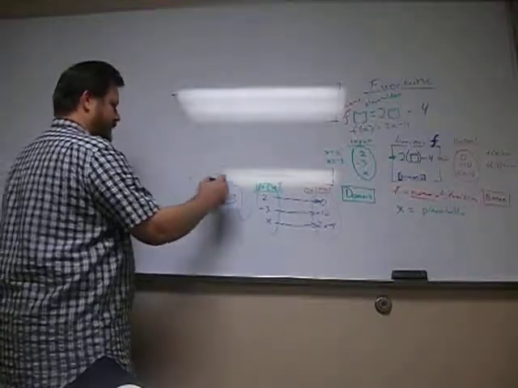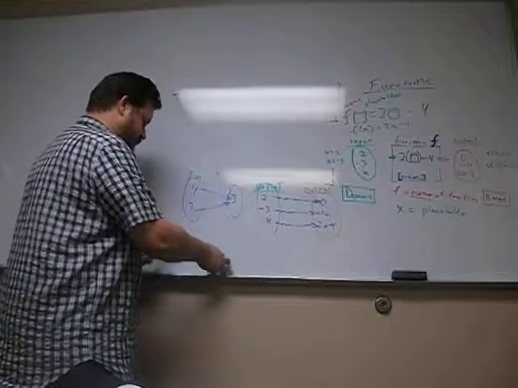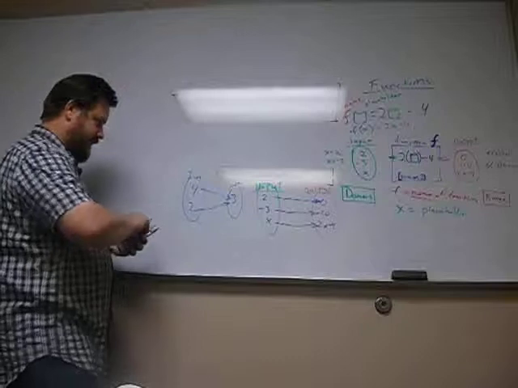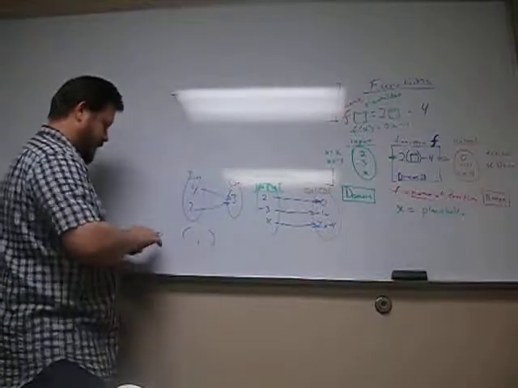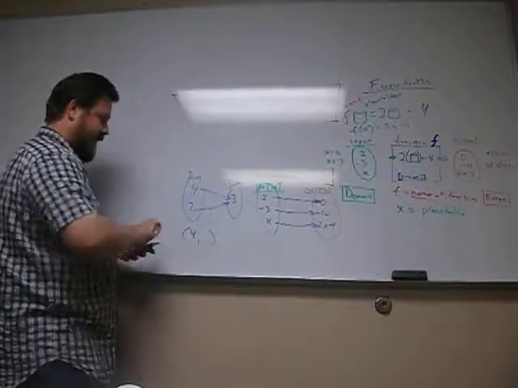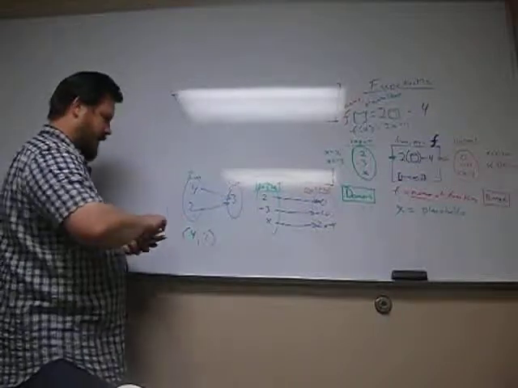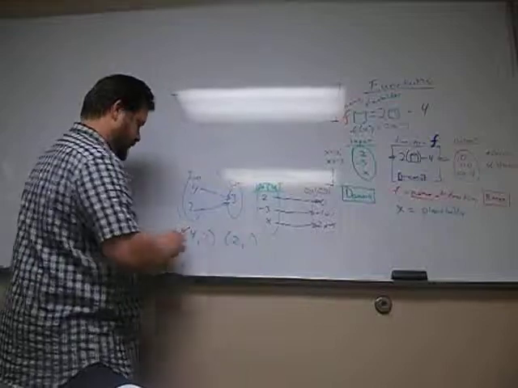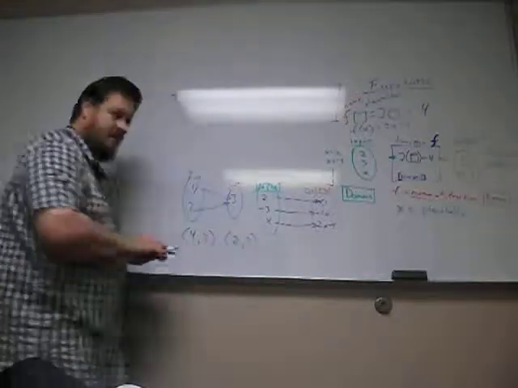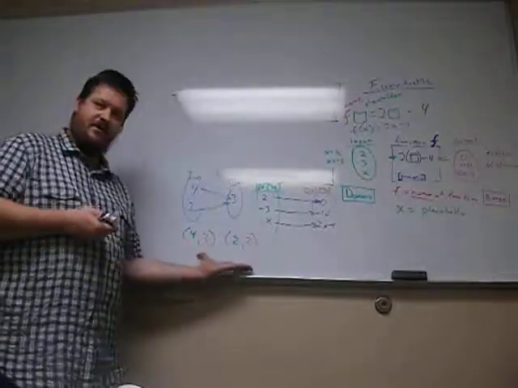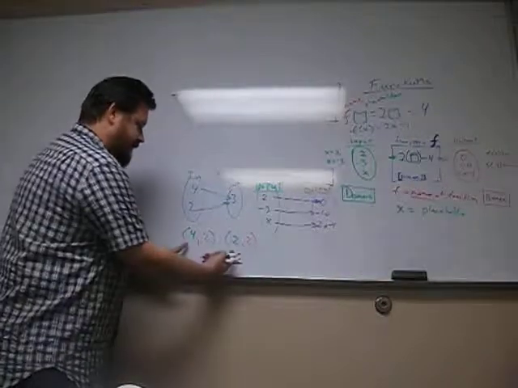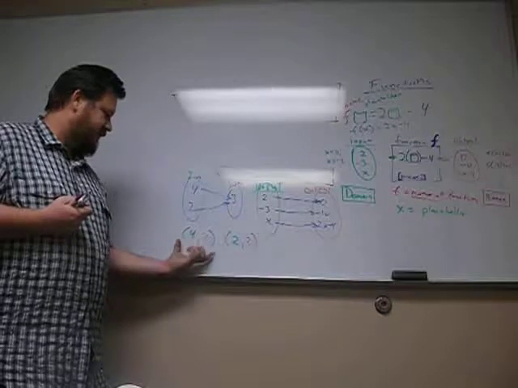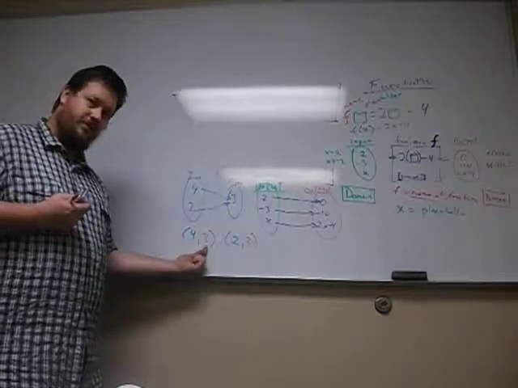Input and output. So let's do it this way. I can do it as ordered pairs with my input listed first and my output listed second. And I've got another ordered pair with an input of 2 and an output of 3. So when you're looking at it in this format, this tells me that an input of 4 has an output of 3.